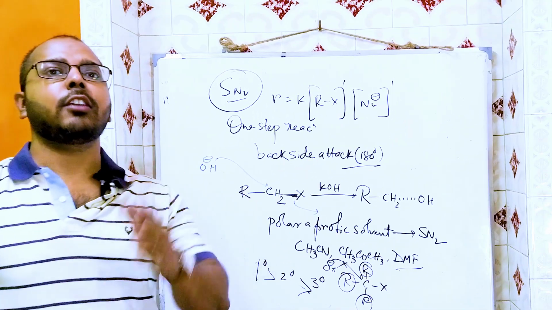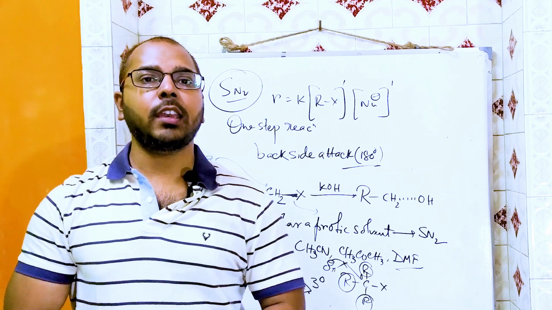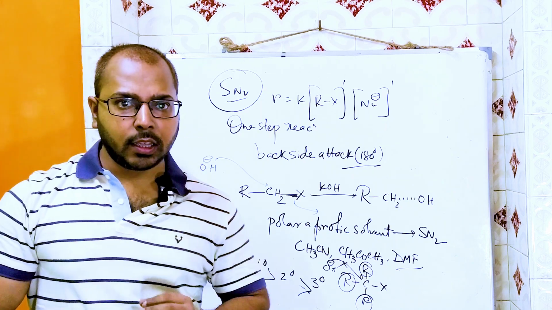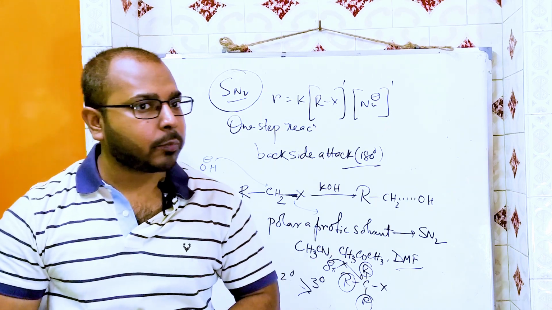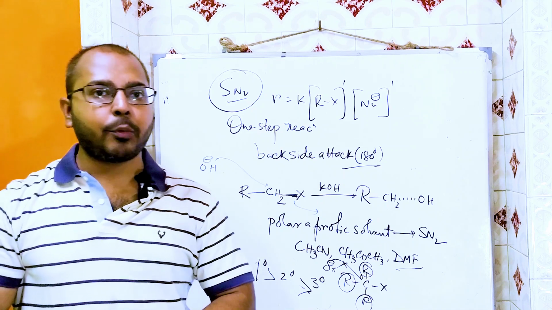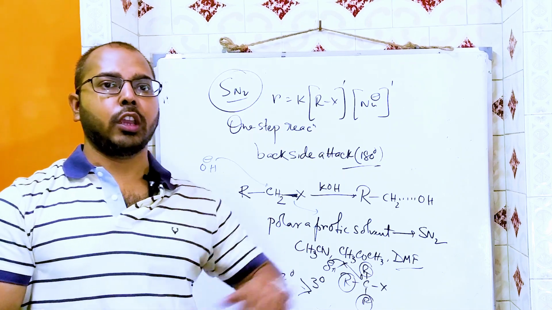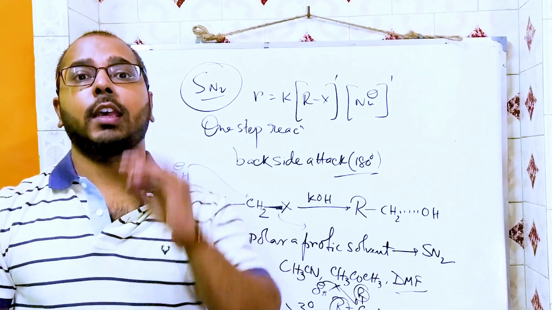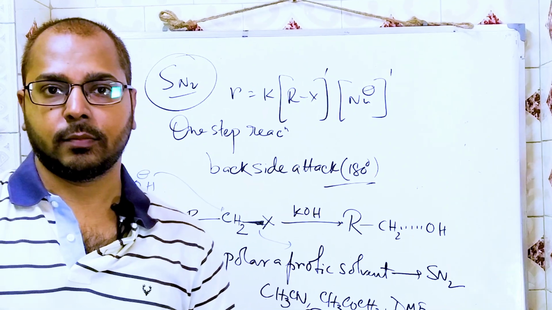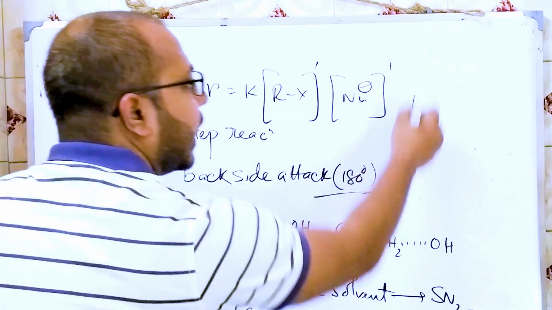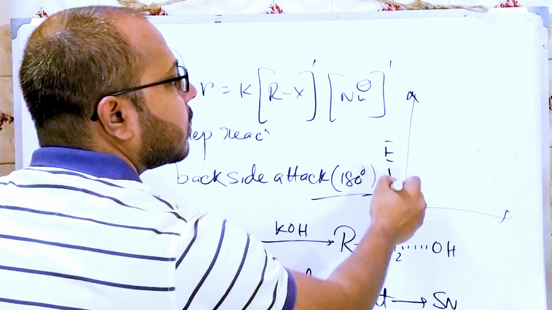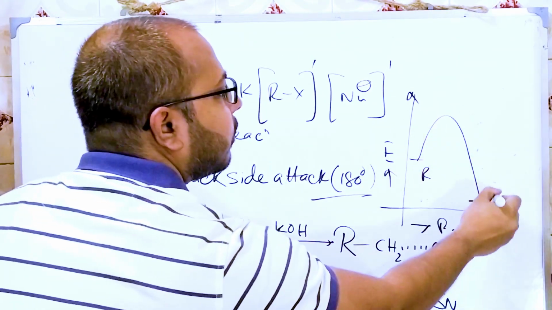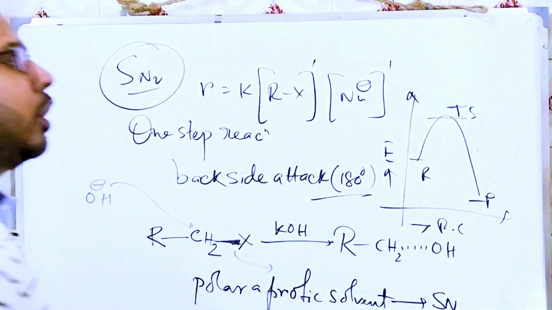Okay? So salient features of SN2, what we can write? We can conclude that if the substrate is primary, then SN2 attack is going to take place. If the solvent is polar aprotic, then SN2 attack is going to take place. And if the nucleophile is strong, then also SN2 attack will be favored. Got it? And what will be the energy profile diagram in this case? Only one step is there, reactant, transition state, product.